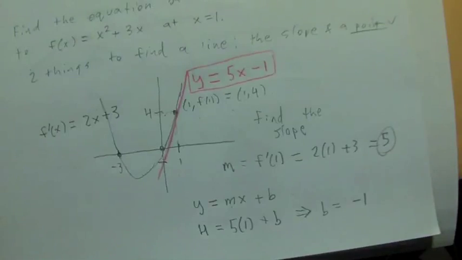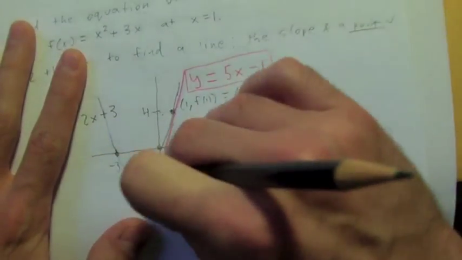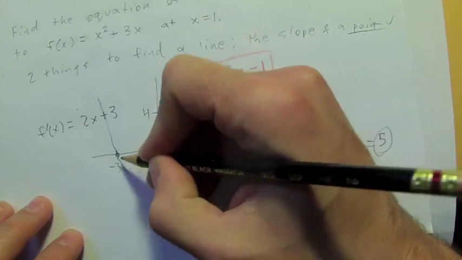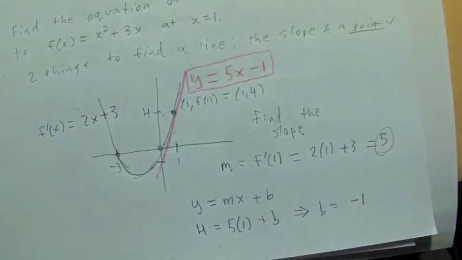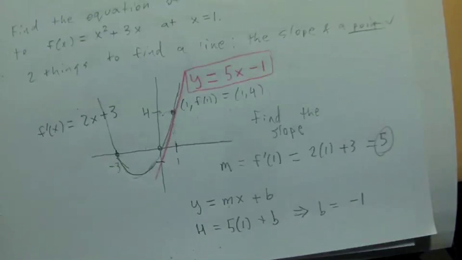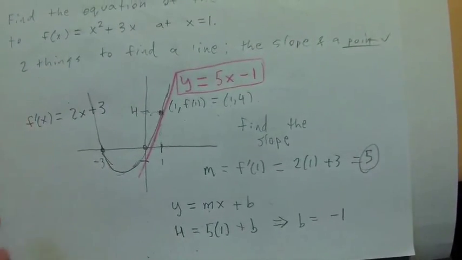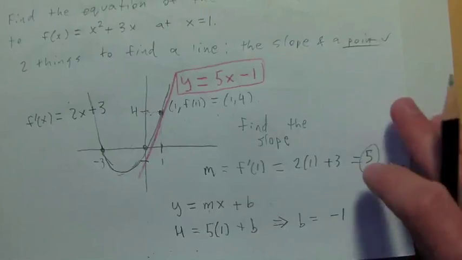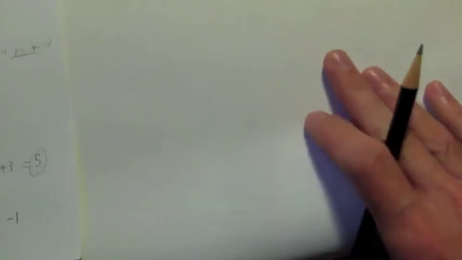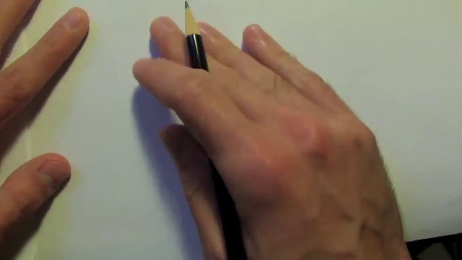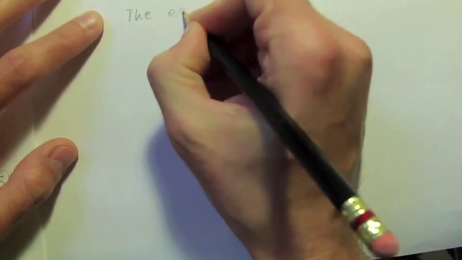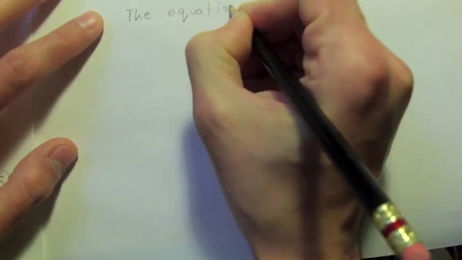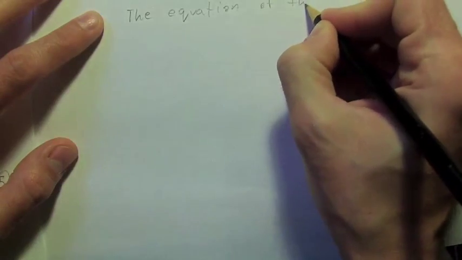And then let's say I wanted to find the equation of the tangent line at -2. So let's do that. So now I'm going to find the equation of the tangent line.